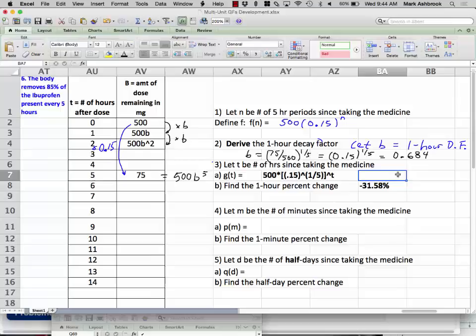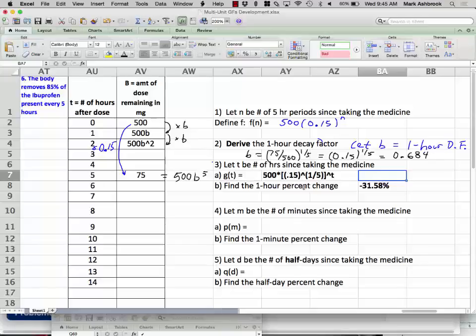Okay, so we need to understand the derivation, but then we can also look and see what's happening. If the 1 hour decay factor is to the 1/5 of the 5 hour decay factor, then what would the 1 minute decay factor be? So if we've got the 1 hour decay factor here, 0.15 to the 1/5, what would the 1 minute decay factor be? All that to the power of t divided by 60. Times 60.